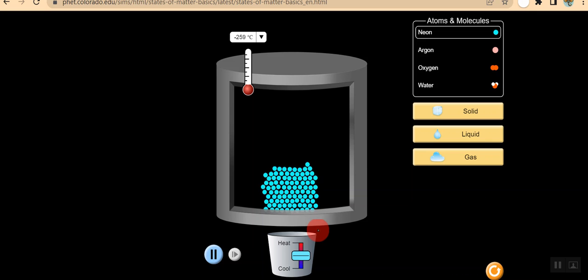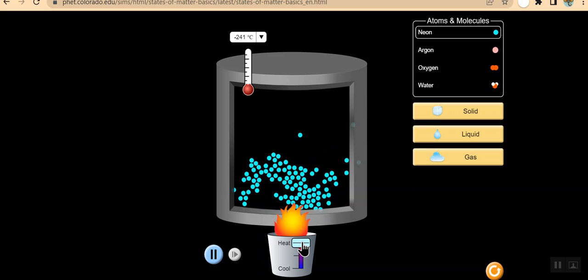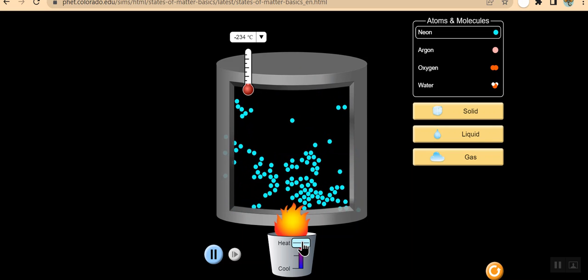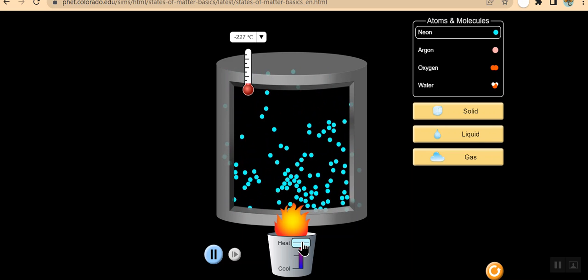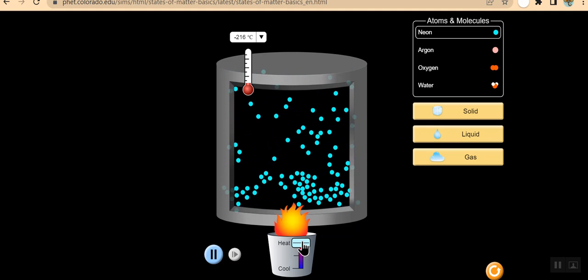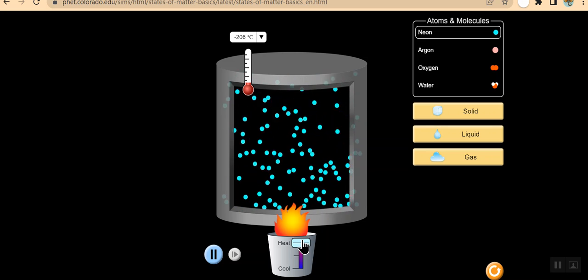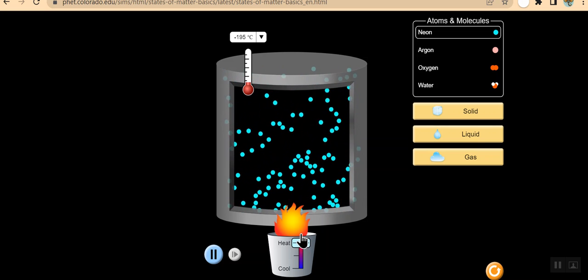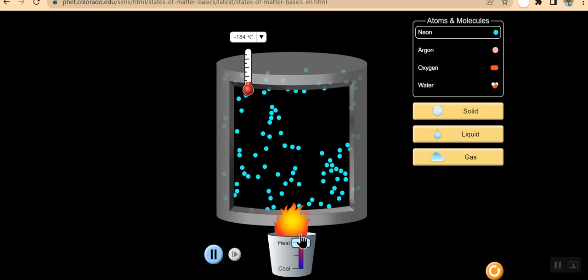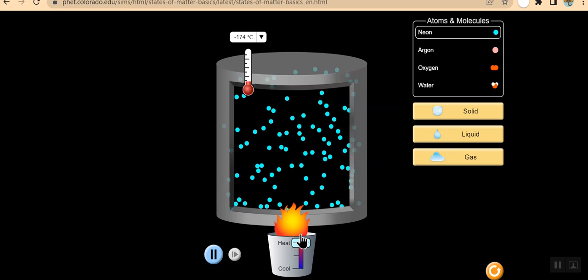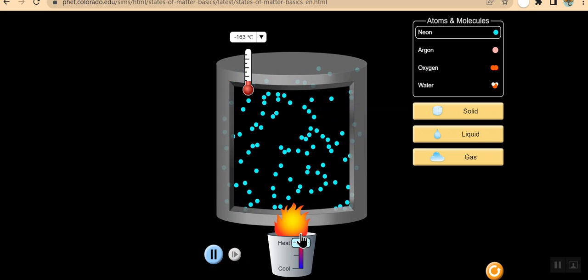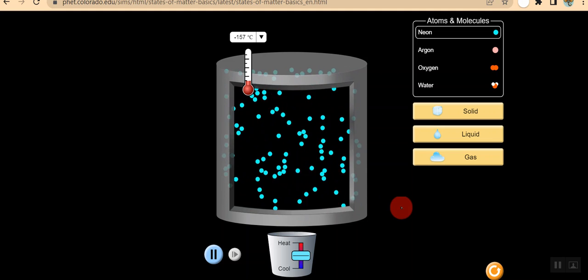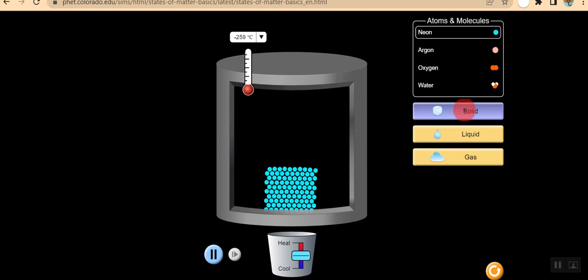Now what we can do is start adding in heat. What will happen is each of the individual atoms will start to get energy and they'll start to expand. Okay, so what we can see is it's turning into a liquid and then it's very quickly turning into a gas. And that's by adding heat and heating up the substance. So when we add heat, the substance will expand until it turns into a liquid and then it'll turn into a gas.